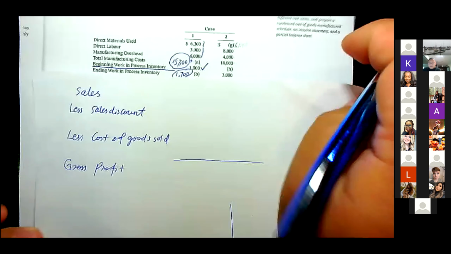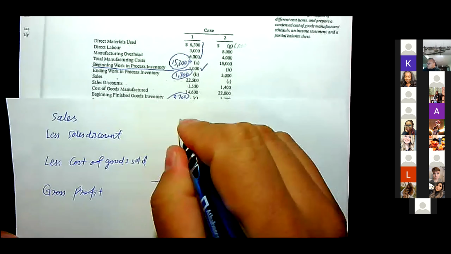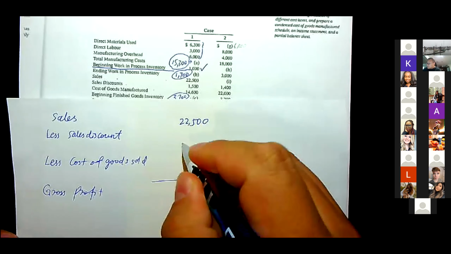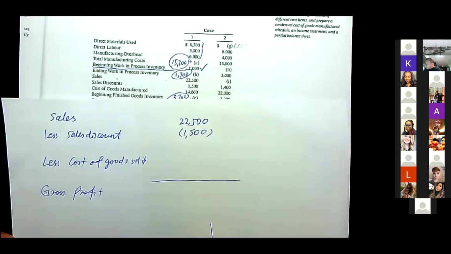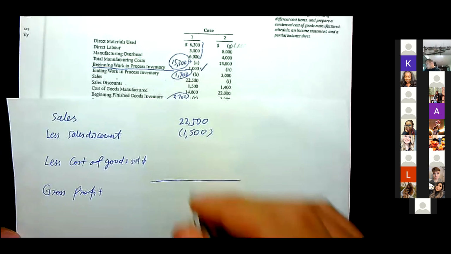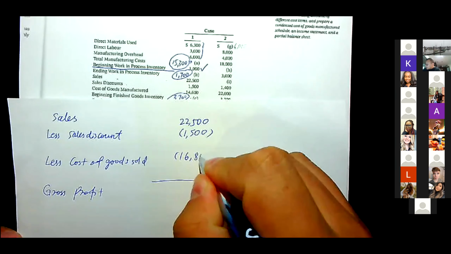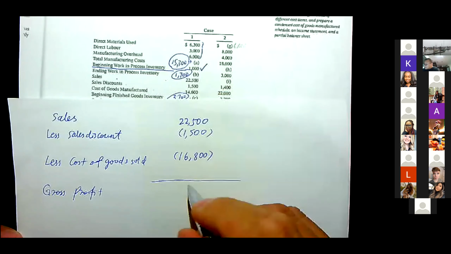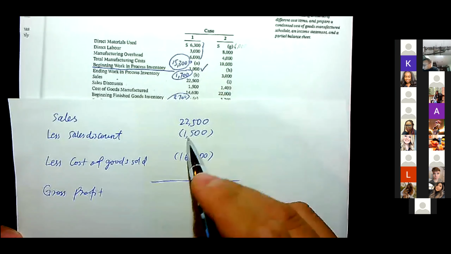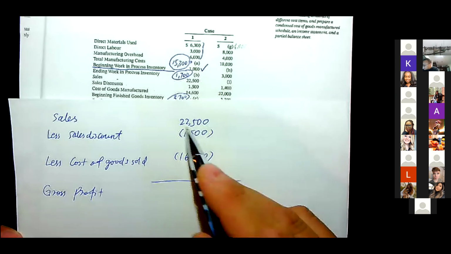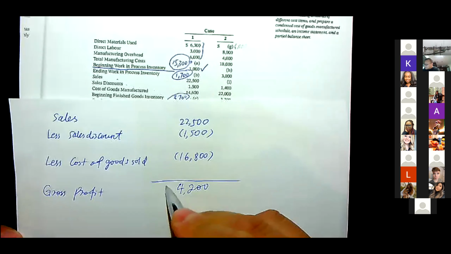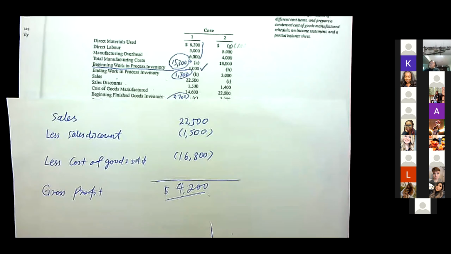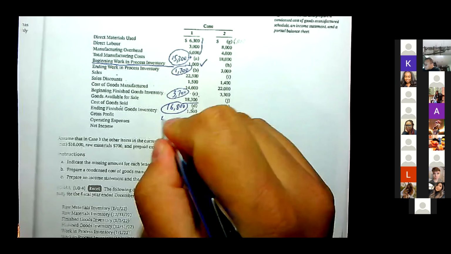What's your sales? Your sales, 22,500, discount, 1,500, and the cost of goods sold, you just figured it out, right? 16,800. So together, that's going to be, let's see, 42? 4,200? 42. Yes, 42. Yeah, that's right. So gross profit is 42. So this one is 42.